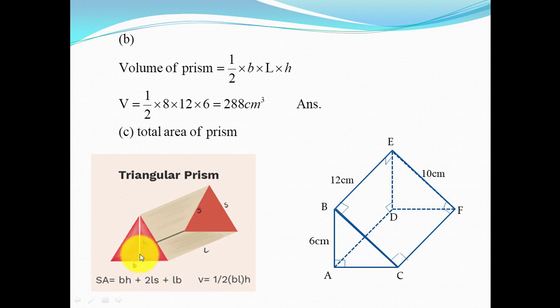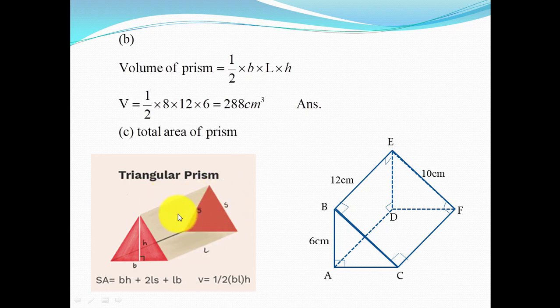B into this one height, this triangle is considered, and 2LS, this rectangle and that rectangle are also considered, plus LB. This one is L, this one is L, and this one is B. This means the bottom rectangle is also considered, and so this one rectangle and this one and the triangle also.